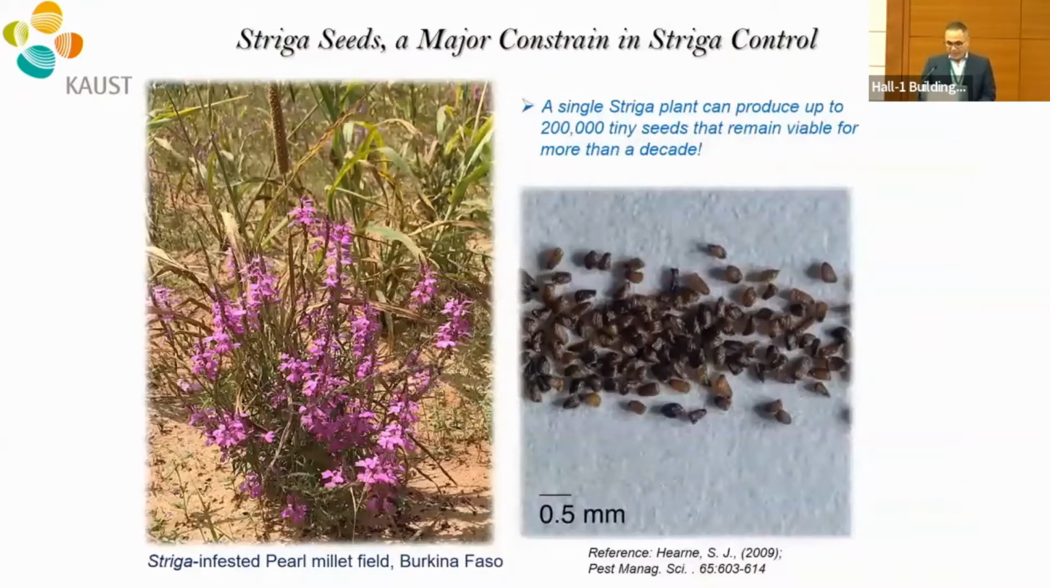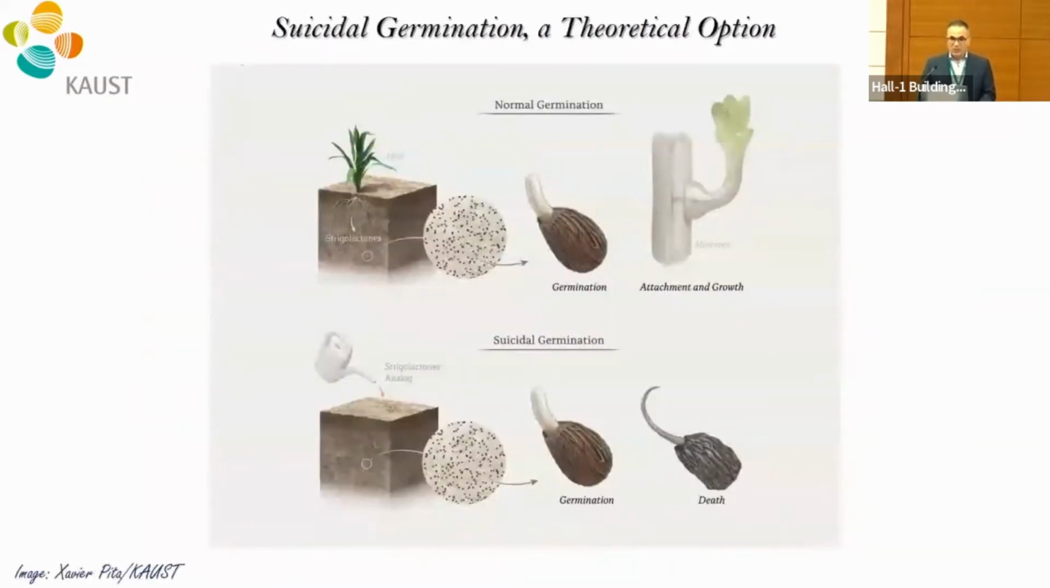One Striga plant can produce up to 200,000 tiny seeds that remain viable for 15, 20 years. And this actually makes combating Striga a very difficult issue. If you want to combat Striga, you need first to get rid of these seeds that have accumulated over the years in infested soils. One possibility to do that is the so-called suicidal germination.